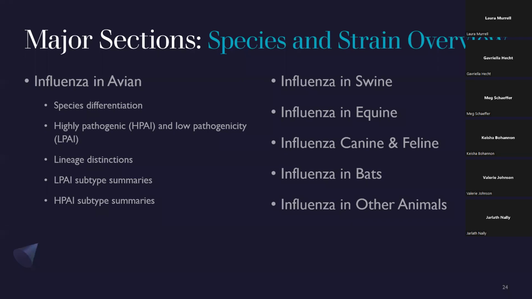Other major sections include species and strain overview. While we just covered the human section, there are also sections specific to influenza and how it affects avian, including species differentiation, major sections on highly pathogenic and low pathogenicity strains, their emergence, their detection, lineage distinctions, and subtypes within those broad categories. There are also sections specific to swine, equine, canine and feline, bats, and other animals.